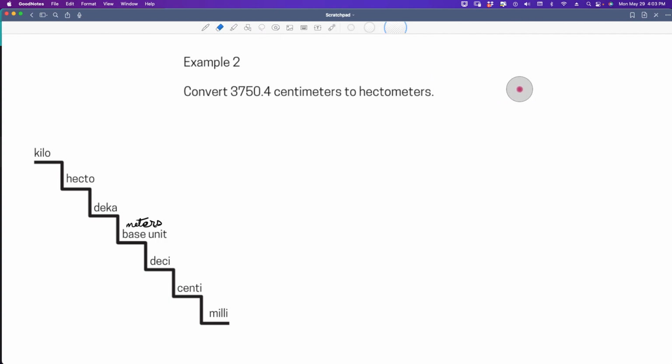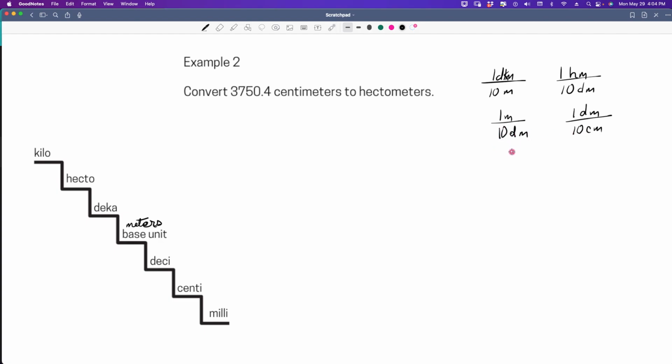Nope, I'm sorry, I've got that backwards. In 1 decameter, there's 10 meters. And in 1 hectometer, there's 10 decameters. So that's getting bigger, right? Now getting smaller, I know that 1 meter has 10 decimeters, and then 1 decimeter is 10 centimeters.